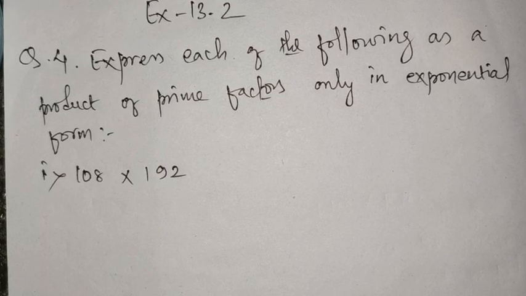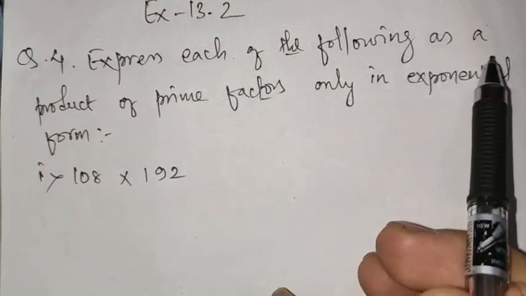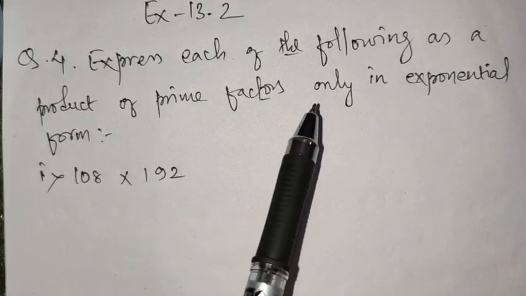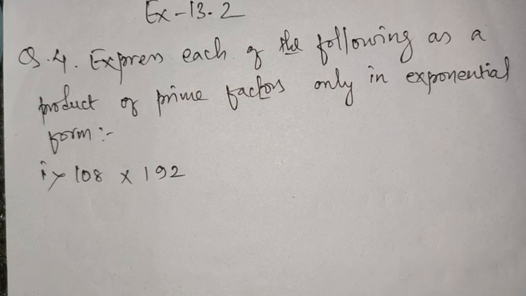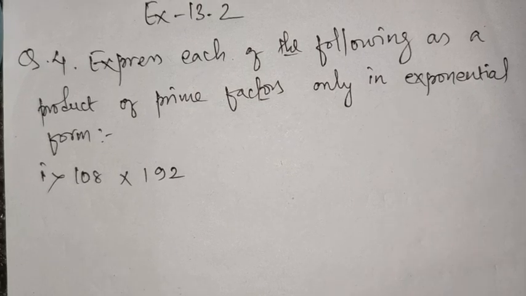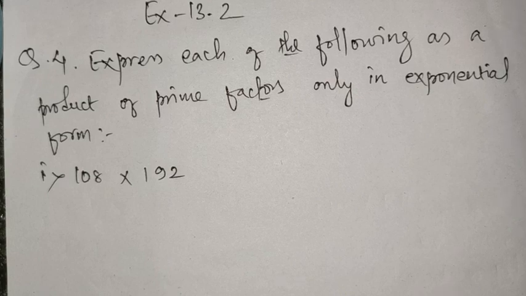The question says: express each of the following as a product of its prime factors only, in the exponential form. As the chapter deals with exponents and powers, we have to convert the given number into the exponential form by using the prime factorization technique. As you know, in our previous class we dealt with the prime factorization technique, that is the LCM method, right?